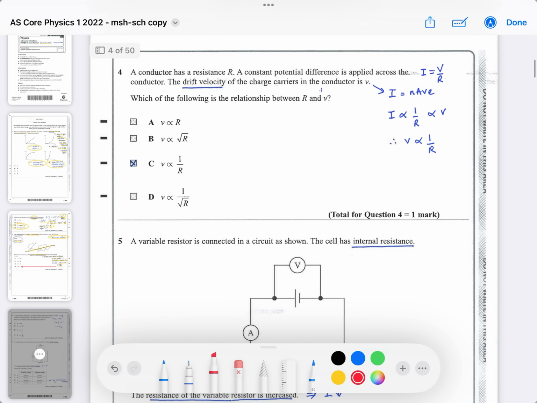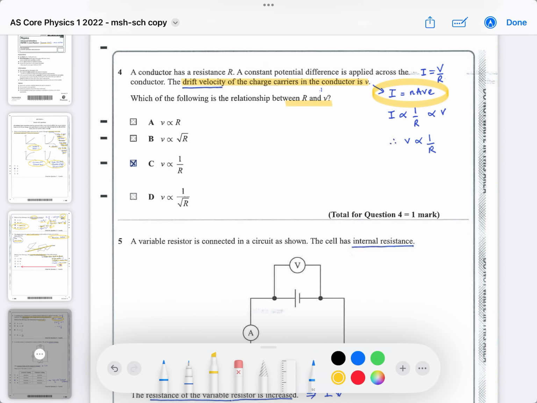Apologise for the mistake. A conductor has a resistance R. A constant potential difference is applied across the conductor. And then the drift velocity of the charge carriers in the conductor is v. So this is testing you on I equals nAvq. That's how I remember it. Which of the following is the relationship between resistance and drift velocity?